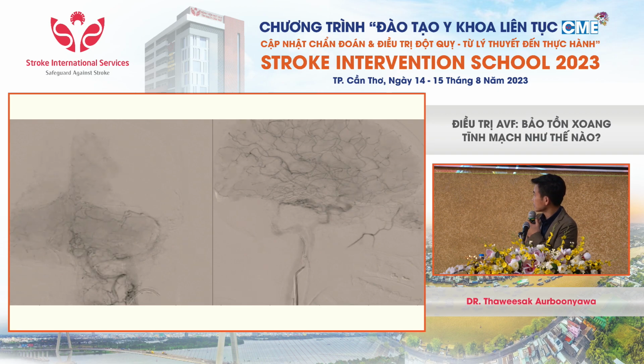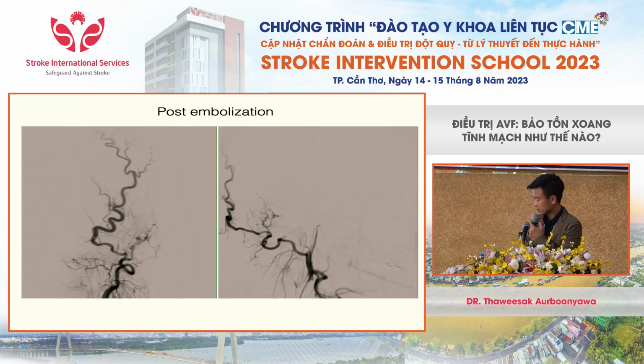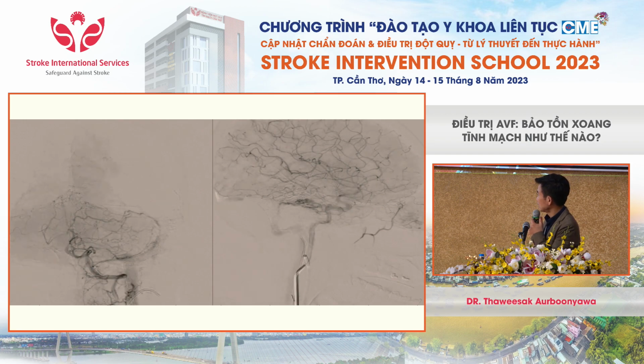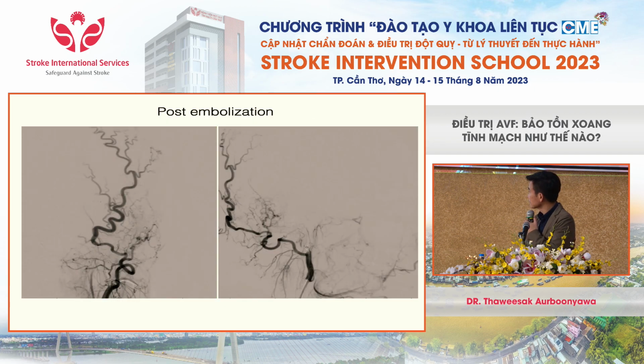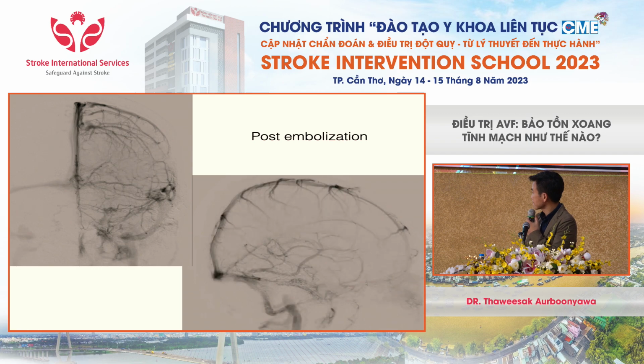So this is after the embolization. You can see we preserved the normal brain drainage. We preserved the superior petrosal vein, the superior petrosal sinus, and the lateral vein. And this is the post-embolization.